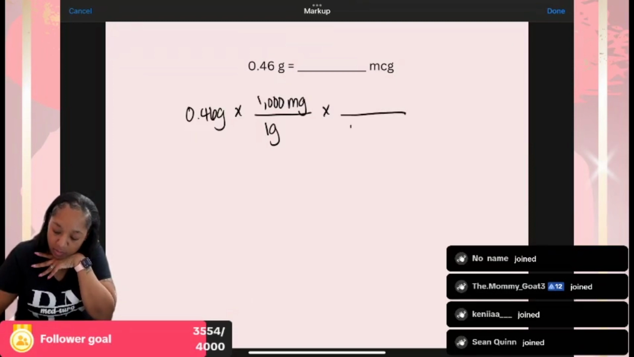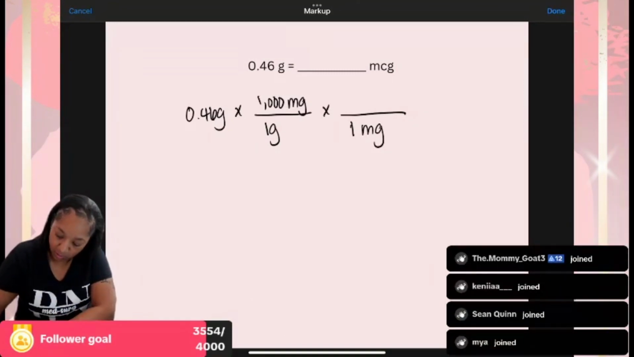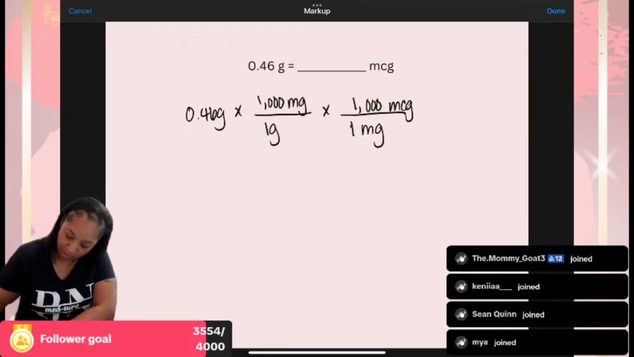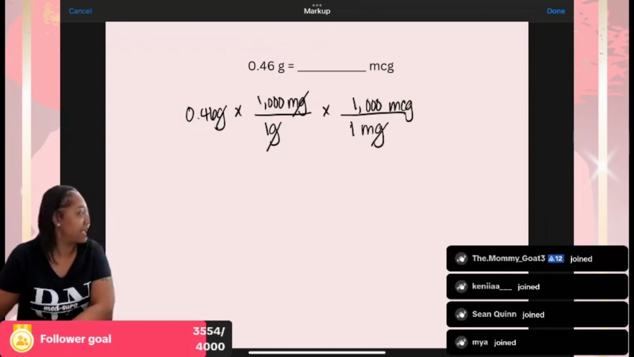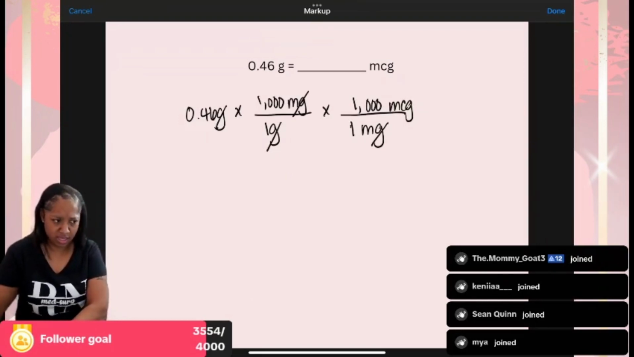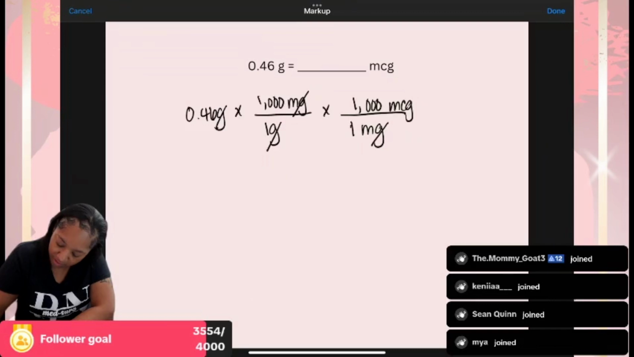Then 1 milligram is going to be 1,000 micrograms. So you see that your grams cross out, your milligrams cross out, and then you're left with micrograms.